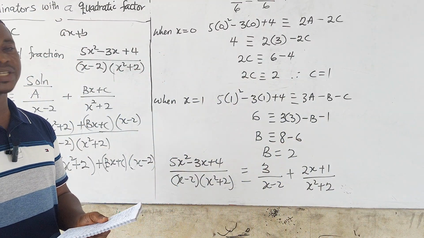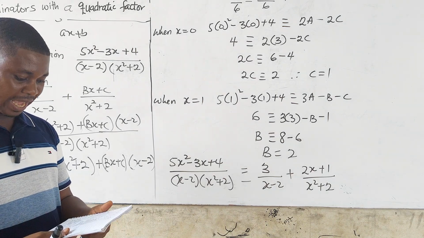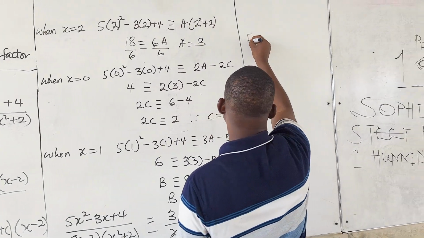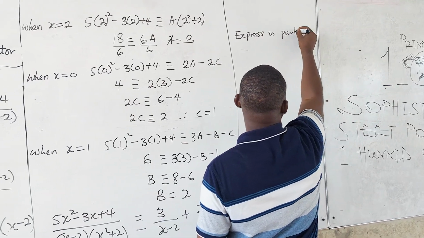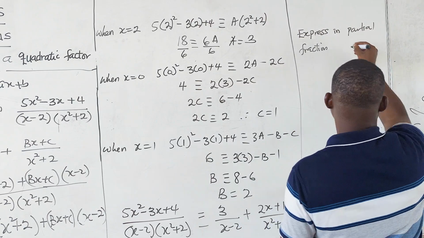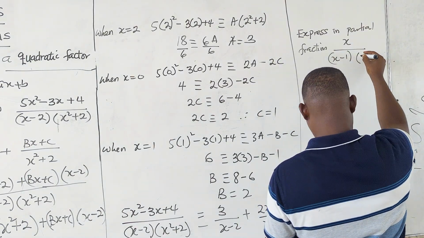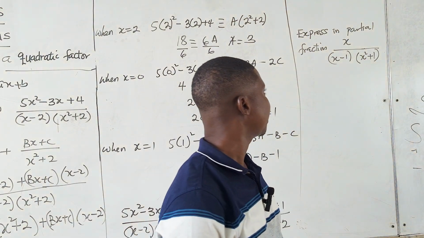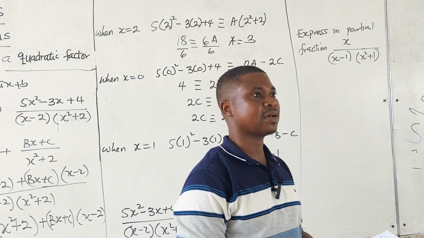Now let me give you one question to try. The question is, you are supposed to express in partial fraction x over x minus 1 times x squared plus 1. Express in partial fraction x over x minus 1 times x squared plus 1.